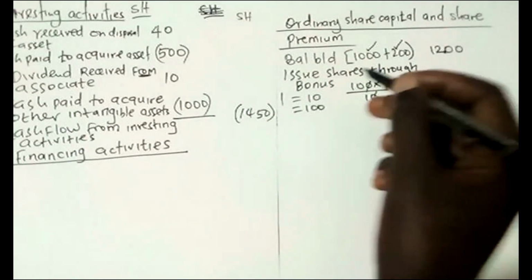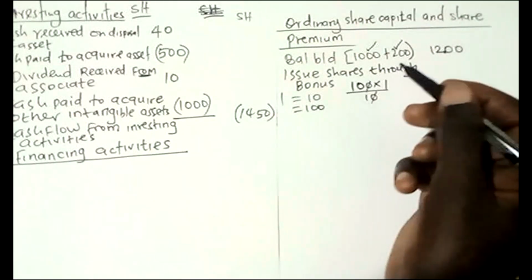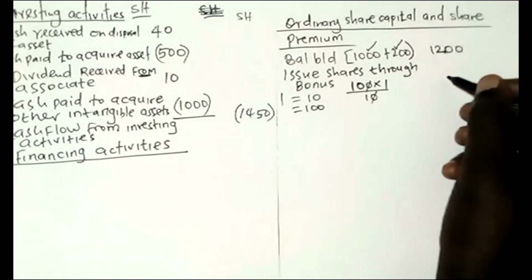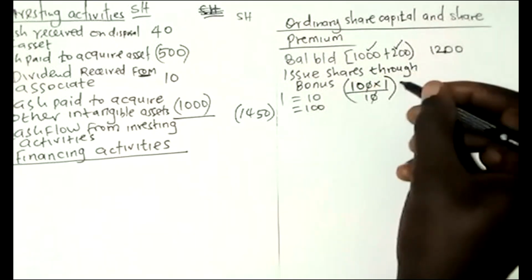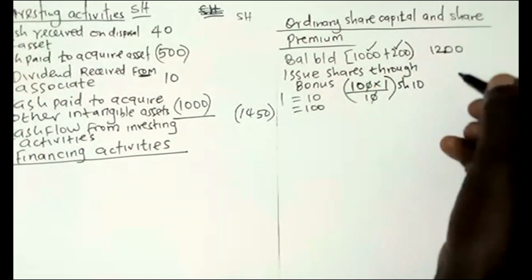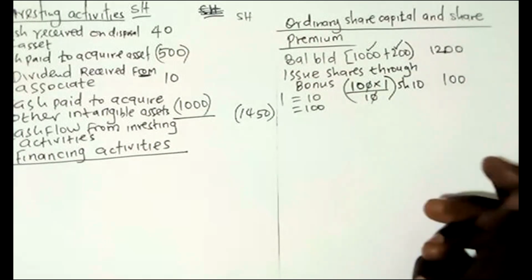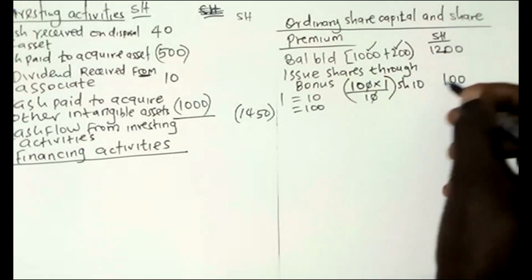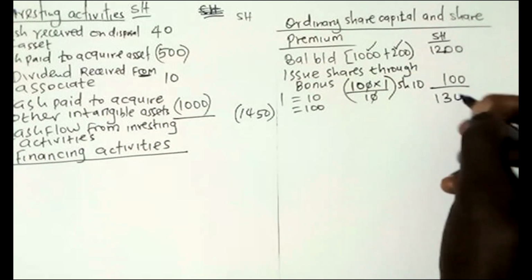What is remaining as 10 is the shares they issued through bonus. But I cannot record shares here. I have to multiply with the price of 10. The par value was 10, so that I record 100 in terms of shillings. So that here we have 1,300.